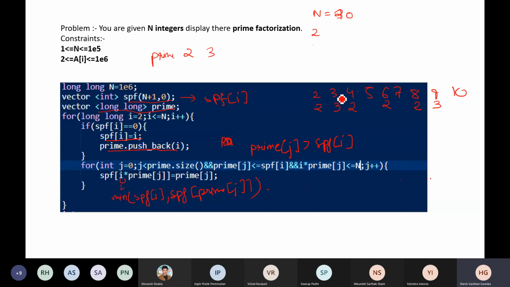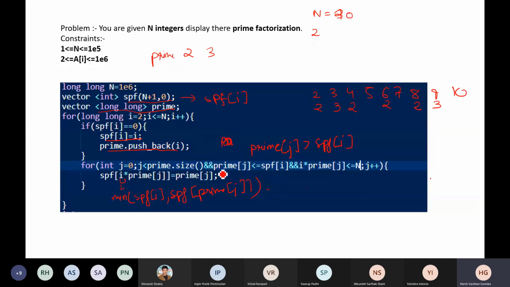SPF of 3 is not greater than the current value, so we will not mark it and will come out. And you are observing that prime is basically sorted. We are putting the prime numbers in sorted order. So after that, we can come out of the loop.